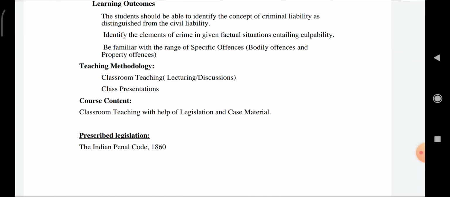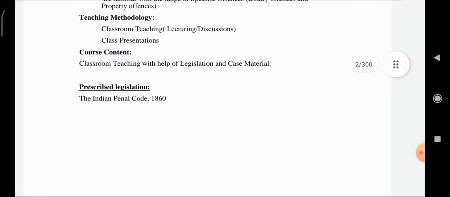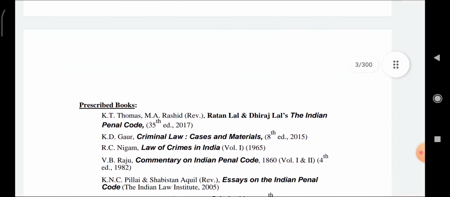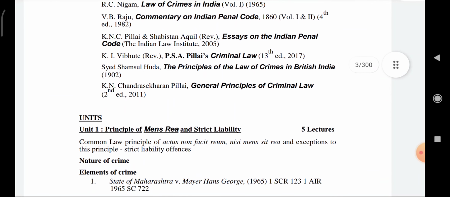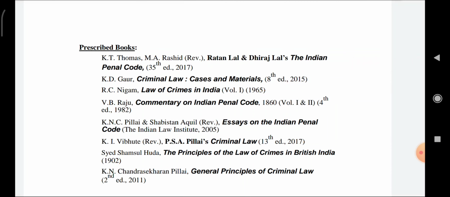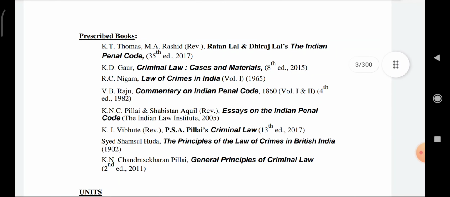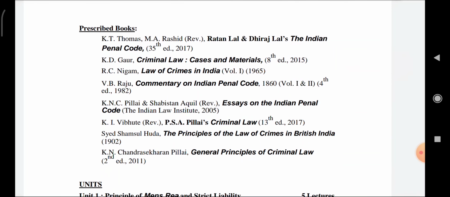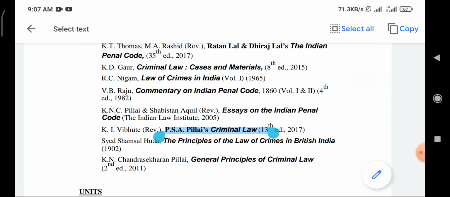This is the case material which I read. Prescribed legislation: Indian Penal Code 1860. Prescribed book, this is the reference book. You can see, you can take the screenshot. It is PSA Pillai's Criminal Law. The present edition is the 40th edition, 2021. You can see the edition while you purchase the book. This is a recommendation by the professor, that's why I am saying it to you.